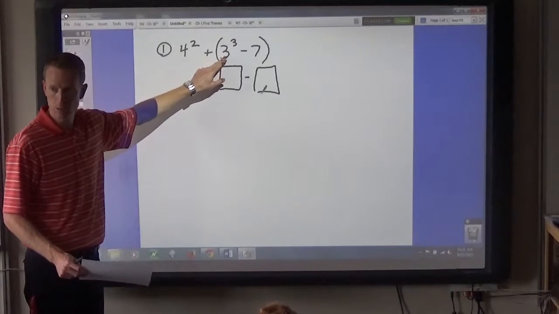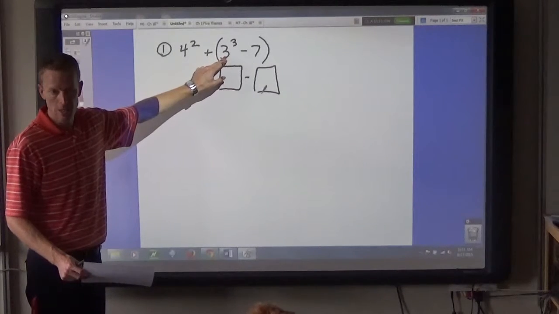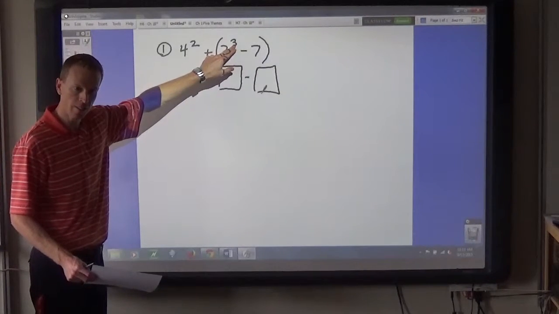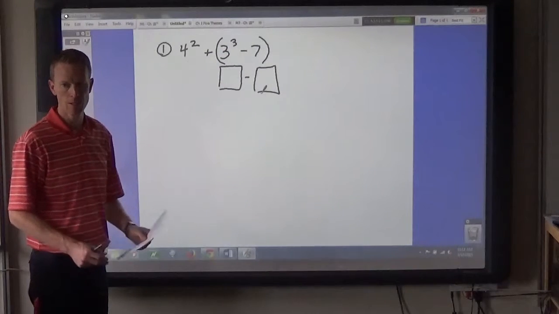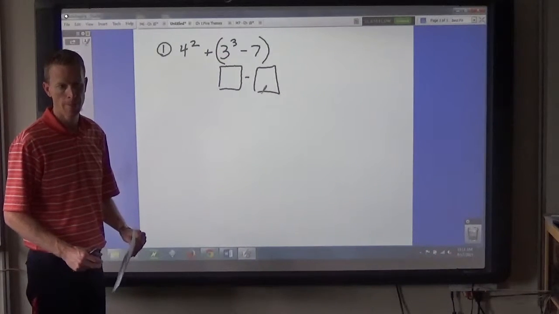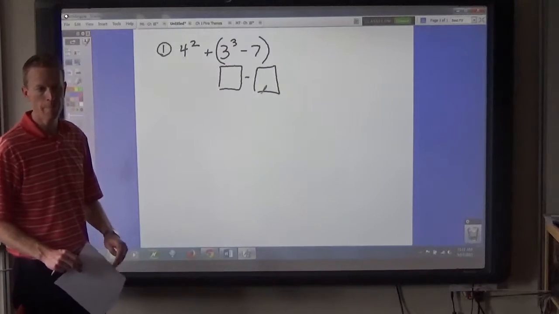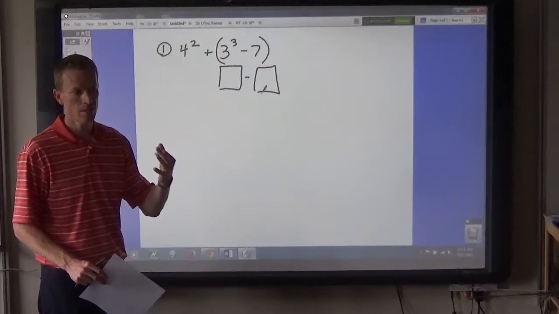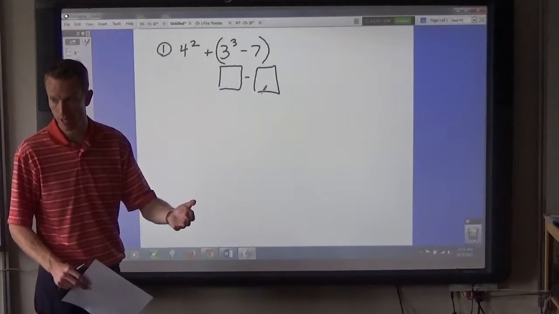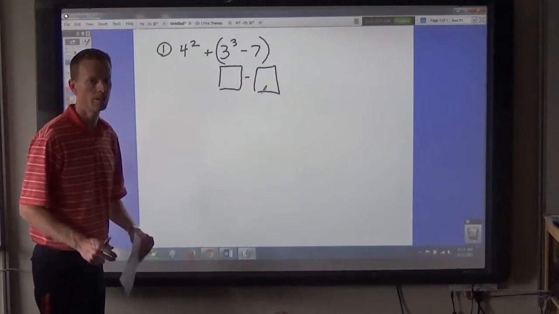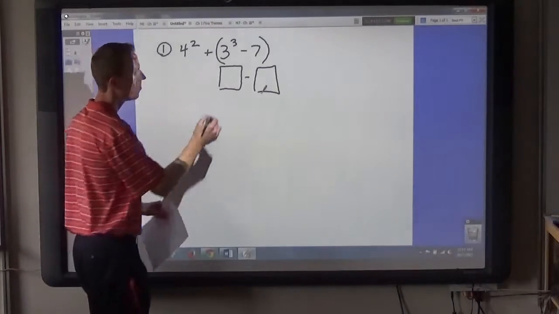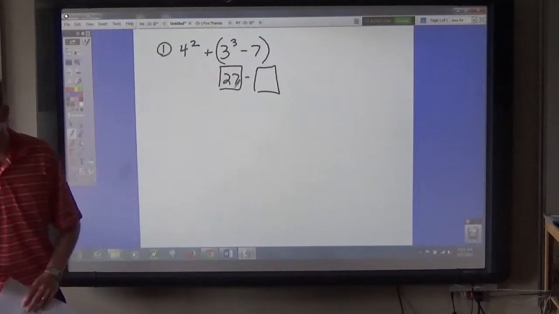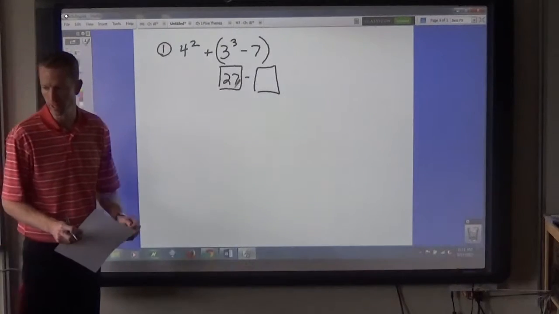So inside parentheses, we have to use the order of operations, don't we? The first part is parentheses and then exponents. So we have to simplify exponents, or powers. And 3 to the 3rd power means, what, class? 3 times 3 times 3. So that equals what? 27. 3 times 3 is 9, times 3 is 27. So that should be the first box you fill in, 27.